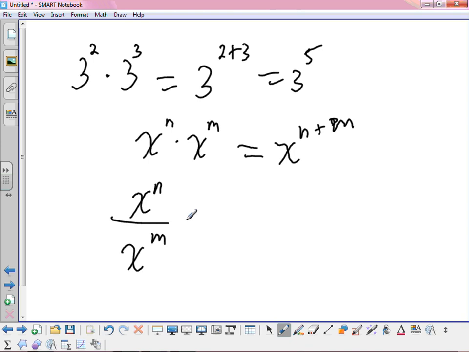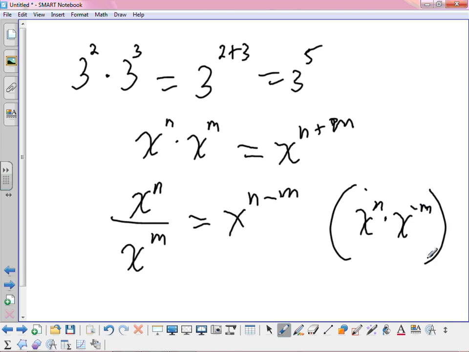And division, well, you can do different things, but you can see you're getting rid of factors, so instead of adding, it becomes subtraction. So you start with n factors, you get rid of m of them, right? Or if you prefer, you can change this. Because if you don't like denominators, you could change that to x to the minus m and then just use the other rule. So it's up to you.